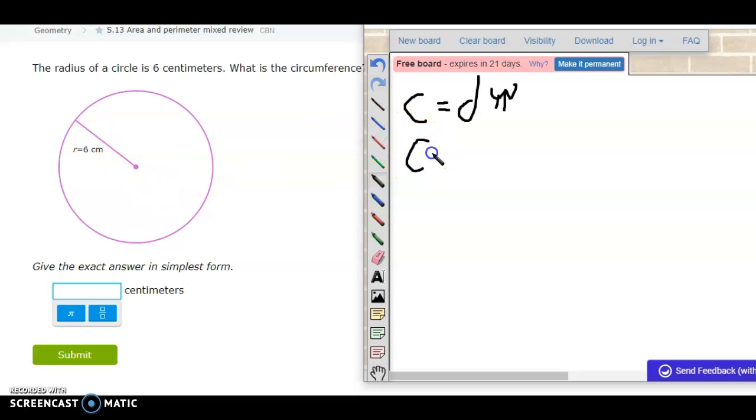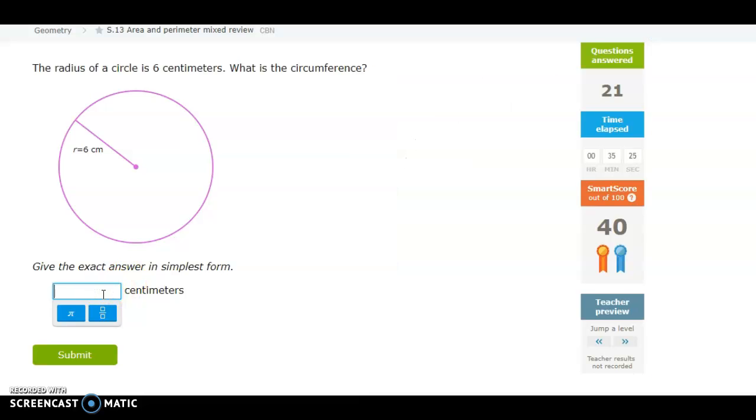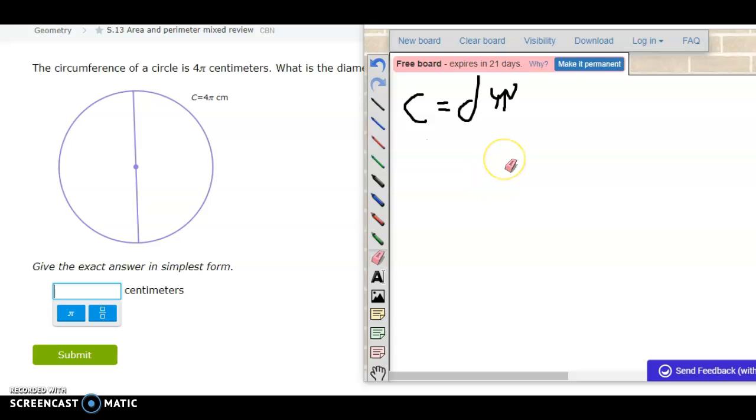So for my circumference, my diameter is 12 pi. For IXL, again, it does not want you to multiply this out. You're just going to leave it in terms of 12 pi. Okay, this one is also dealing with circumference, however, it's just a little bit different.